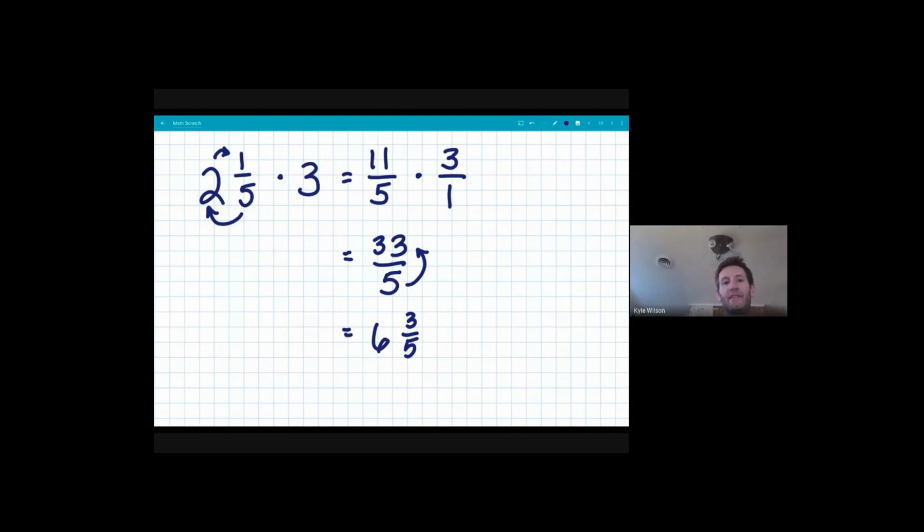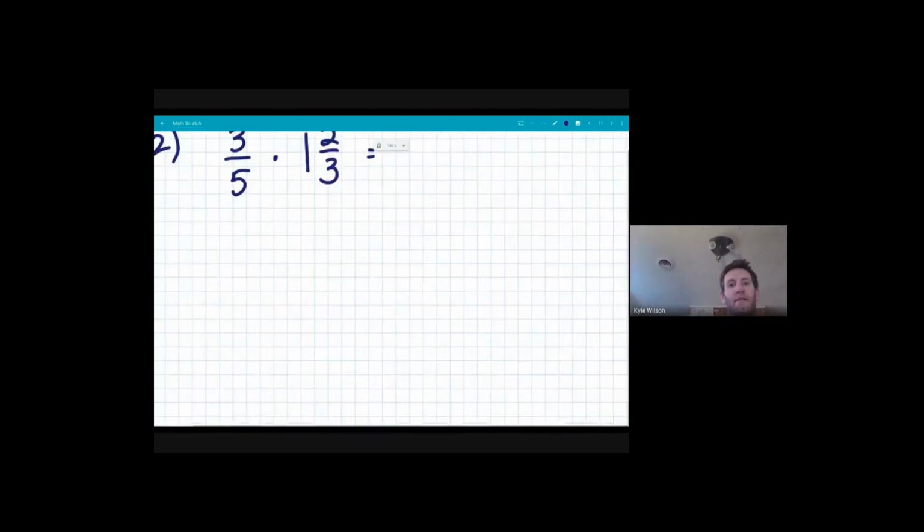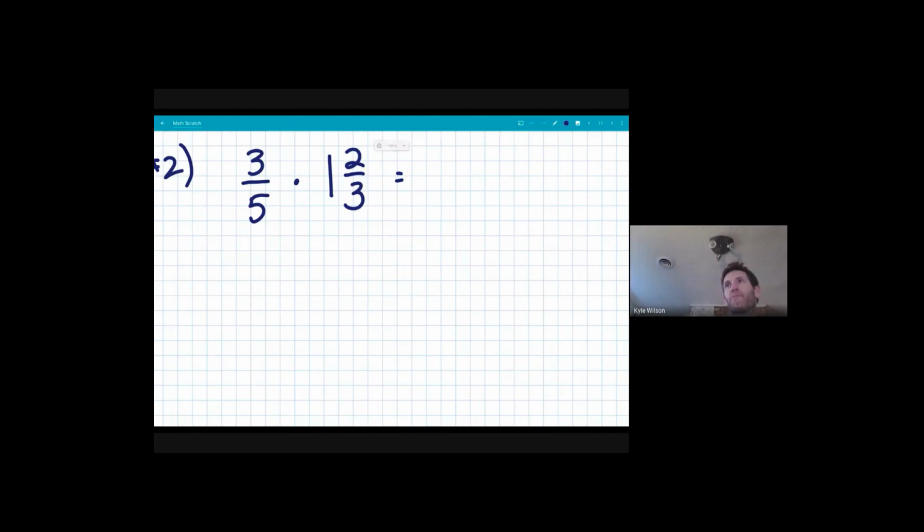So one thing to just go back to is it's virtually the same as to what we did yesterday, except we now have to address that mixed number. Okay, that's really the only difference. Let's look at the second problem here. Instead of a whole number now, I have a fraction times a mixed number. I have a fraction multiplied by a mixed number.